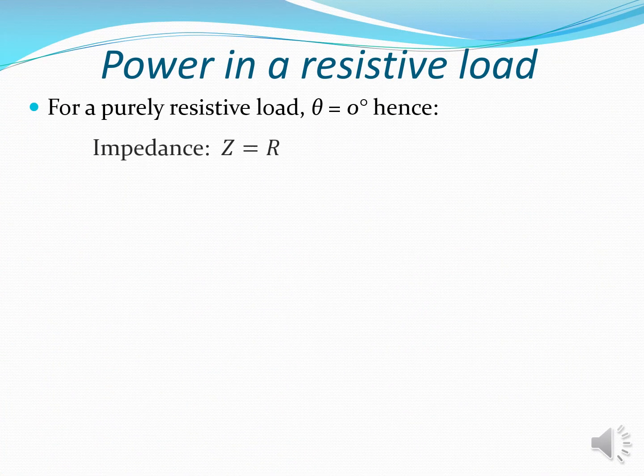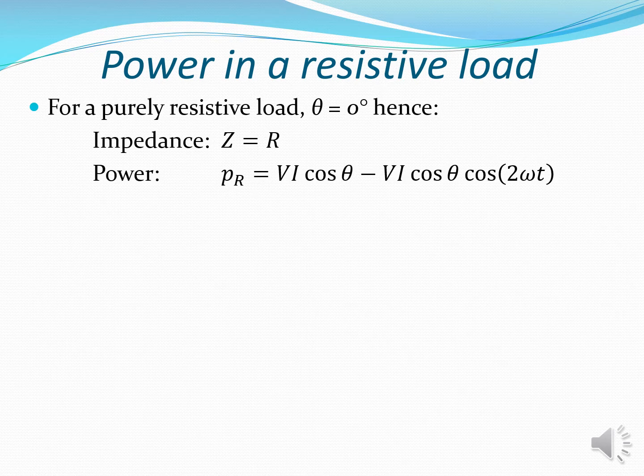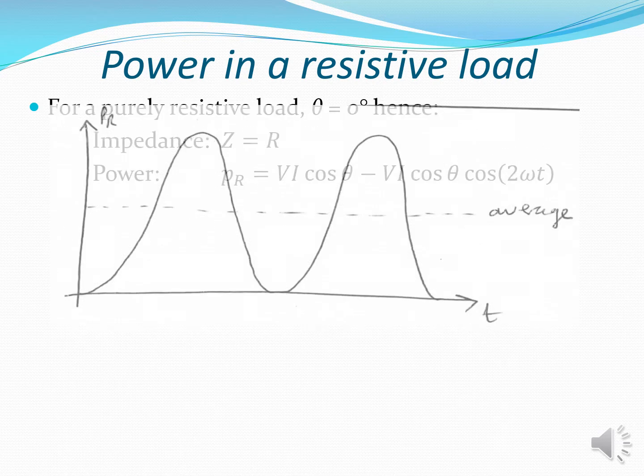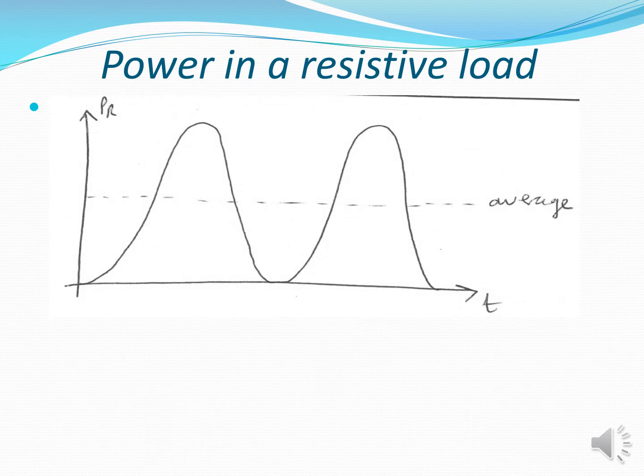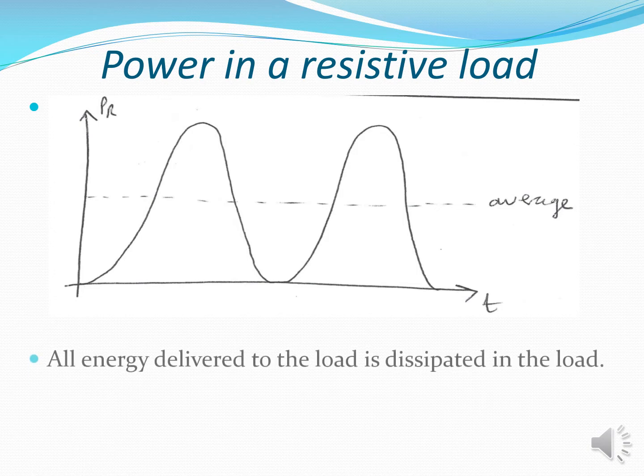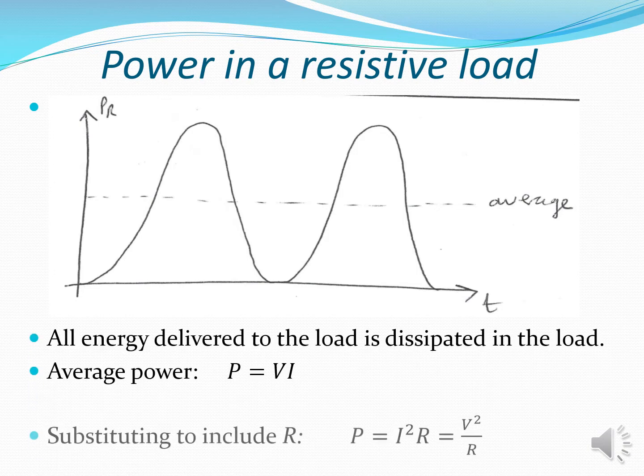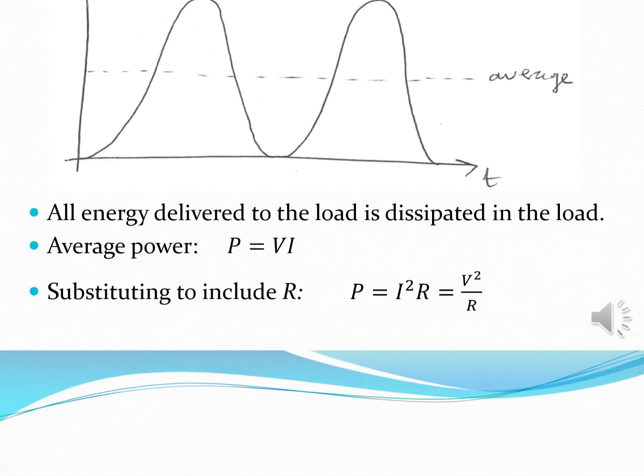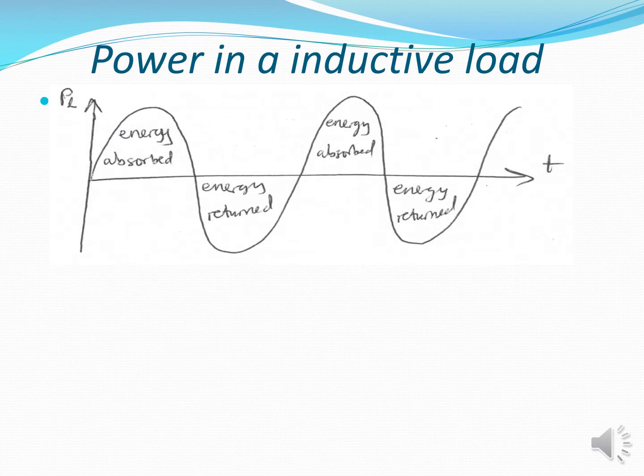So in the previous video, we've shown that your power in the resistive load is given by Vi cos theta, and it is the real power which is always positive. So you find out that it will have a certain power difference.